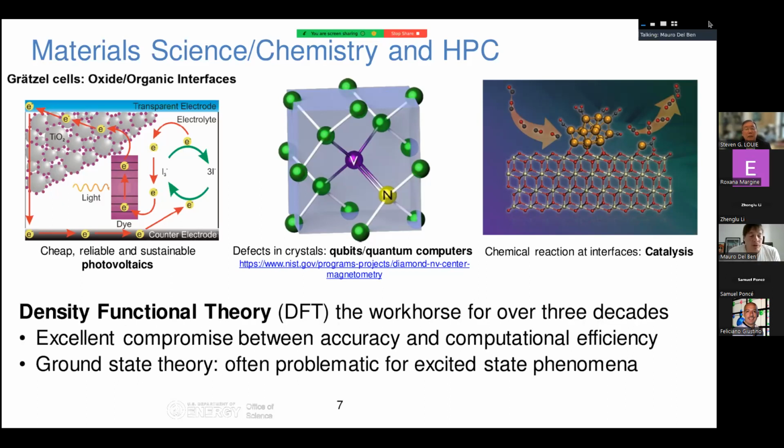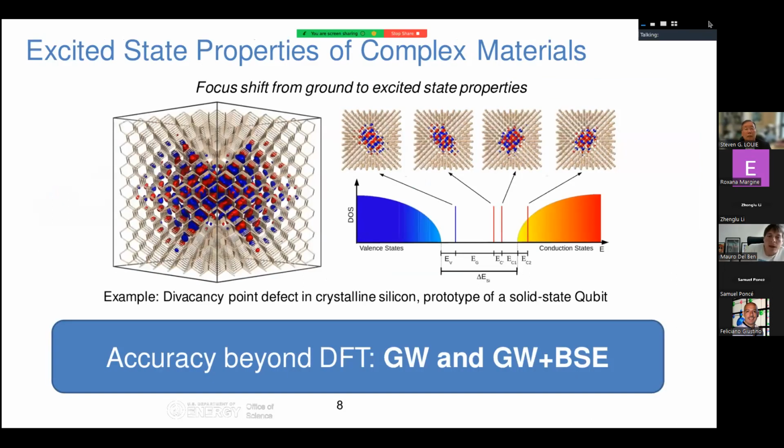Now, density functional theory has been for a long time the workhorse for this kind of application. The reason is that density functional theory gives you an excellent compromise between computational efficiency and accuracy. On the other hand, density functional theory is a ground state theory, so often it doesn't really give you a good description of excited states phenomena. In this case, you have to look to something more accurate, which usually means that you need to increase the level of accuracy, which also implies that you usually have to increase the computational cost of your calculation. And this is exactly what GW and GW plus Bethe-Salpeter equation are.